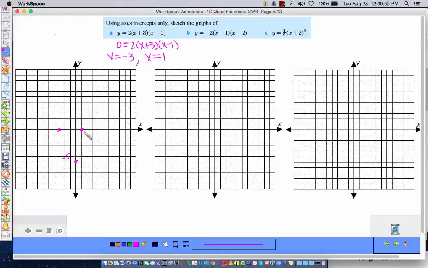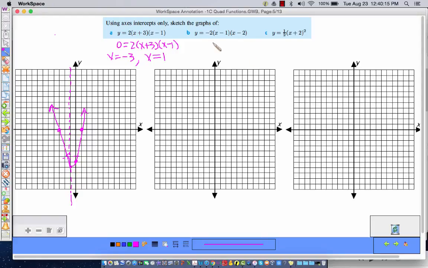And remember, our axis of symmetry is halfway between these two points, so that's going to occur at x equals negative 1. So this is the axis of symmetry of the parabola. The vertex always lies on the axis of symmetry, so we can get a pretty nice sketch right there.